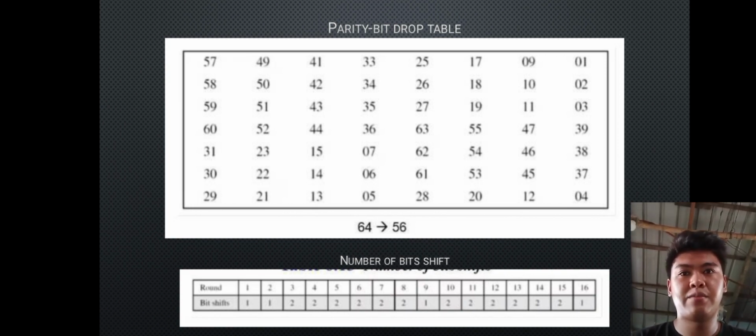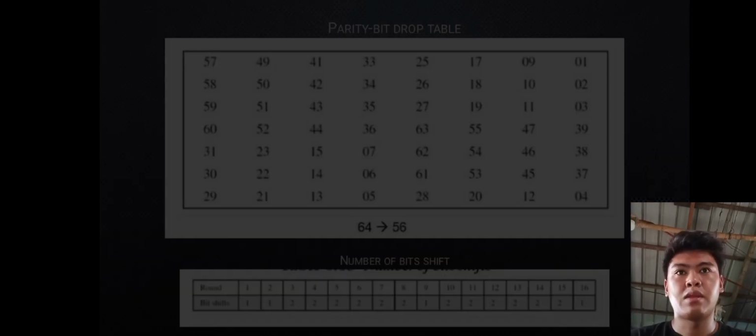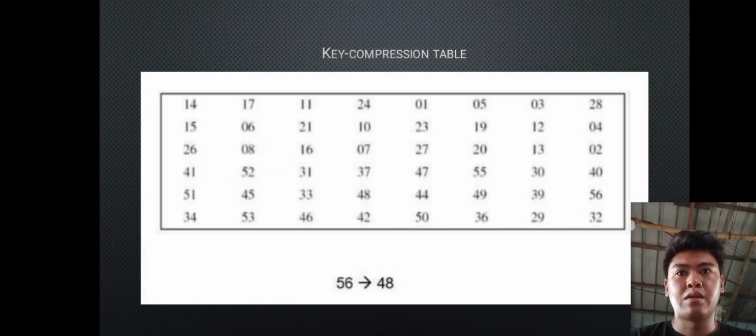Number of shift bits. The number of shift bits required is an important consideration when working with binary data and can have a significant impact on the performance and accuracy of the program. Key compression table. The key compression table plays an important role in the security and efficiency of many cryptographic algorithms by enabling the generation of a set of round keys from a single main encryption key.